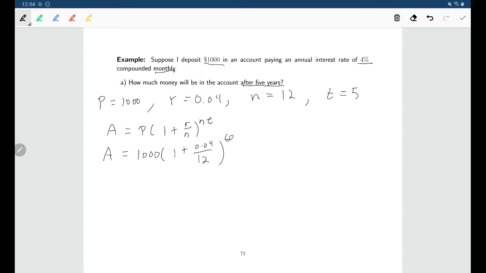And since this is money, it makes sense for us to have this in terms of dollars and cents, so 2 decimal places. When I run this through my calculator, I get 1,220.996. So if you're rounding this off to 2 decimal places, that would be 1,221.00. So in 5 years, there will be $1,221.00.